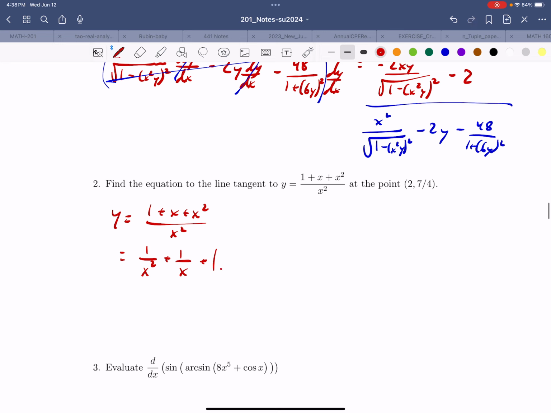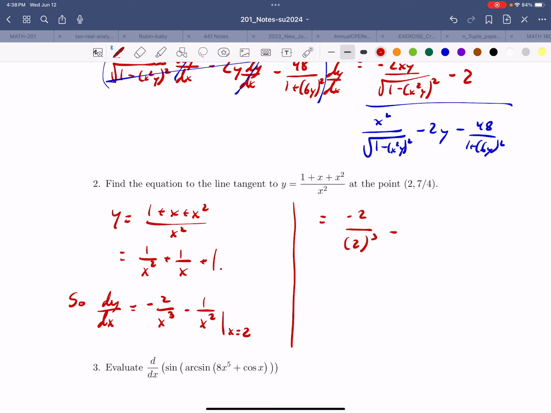Now we take its derivative. It's going to equal negative 2 over x cubed minus 1 over x squared, and then that goes to 0. And we want to evaluate this at the point x equals 2, right, at the value x equals 2. So that gives us negative 2 over 2 cubed minus 1 over 2 squared. And that's going to give us negative 1/4 minus 1/4, which equals negative 1/2.